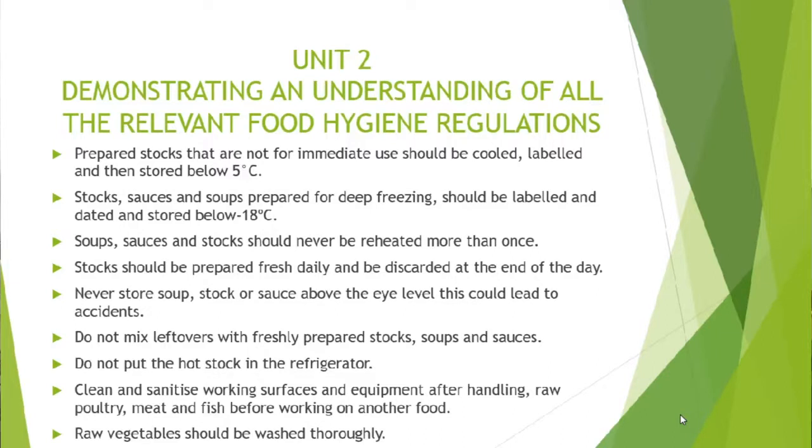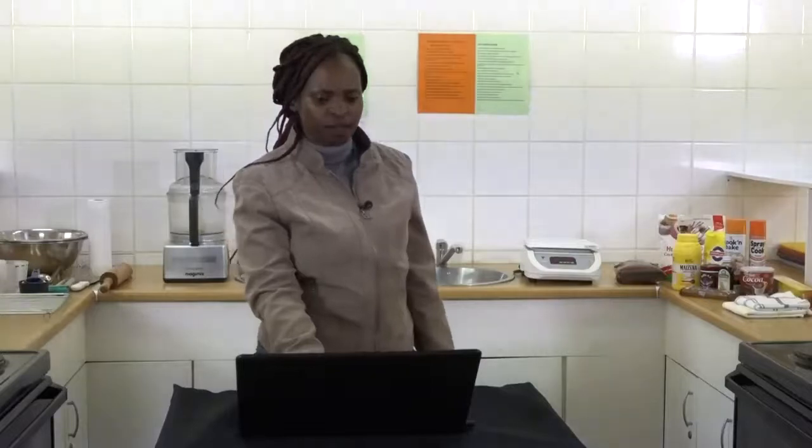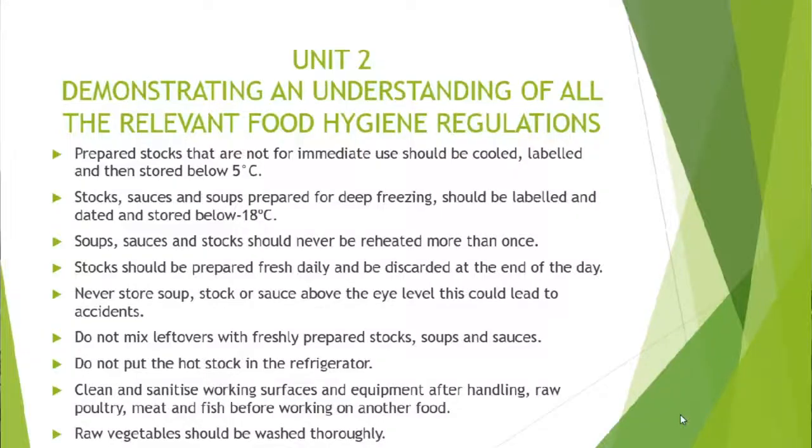Then you can store the stocks in the refrigerator. You can also store the stocks in the deep freezer. So the required temperature of the deep freezer is minus 18 degrees Celsius. Then number 3, the soups, sauces, and stocks should never be reheated more than once. So you just reheat them once.